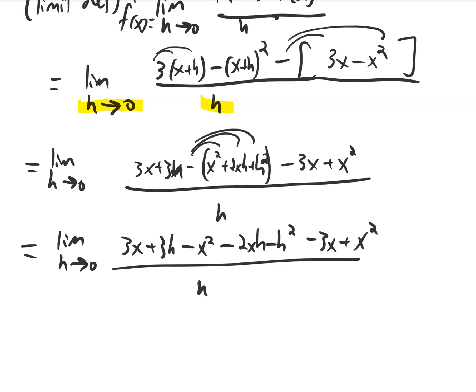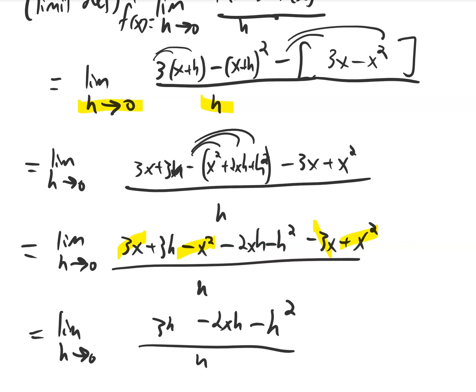Okay, what's going to cancel here? We've got a minus x squared and a plus x squared. And we have a positive 3x and a minus 3x. Let's see what's left after canceling those. So we've got 3h minus 2xh minus h squared left in the numerator. Now every term in the numerator has a factor of h. So this is the same as the limit as h goes to 0; you can pull out a factor of h: h times 3 minus 2x minus h, all over h.